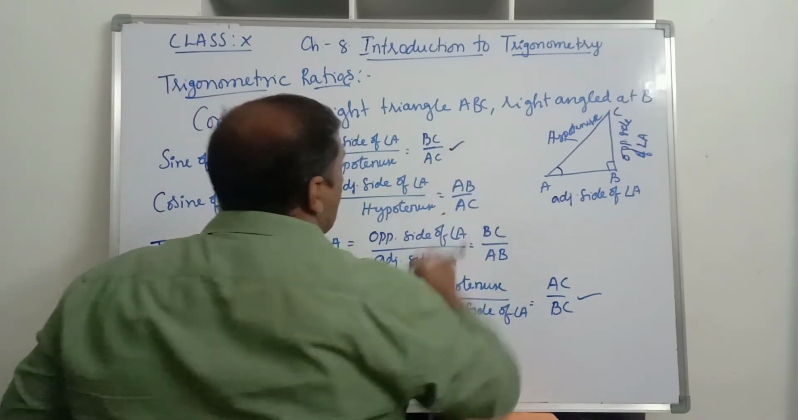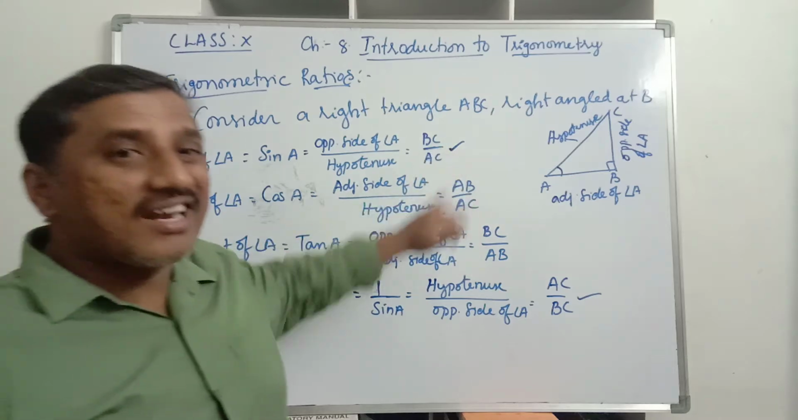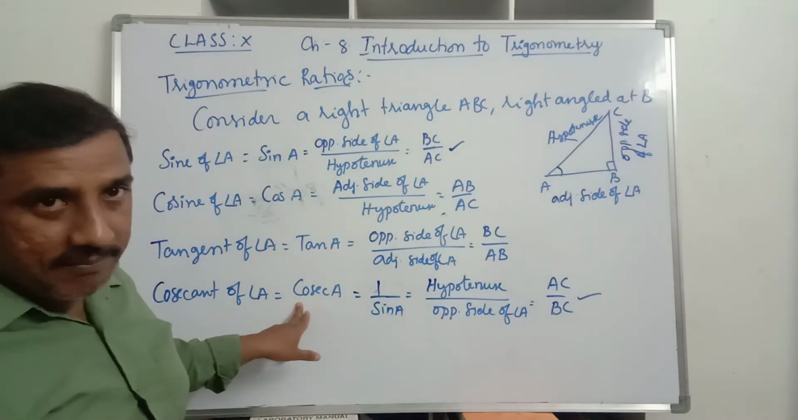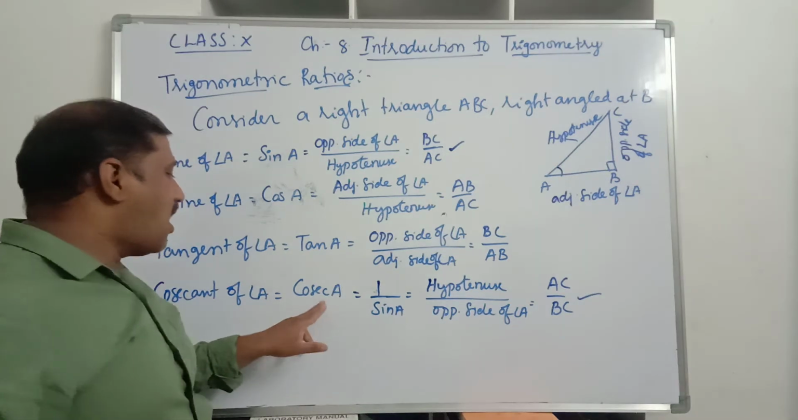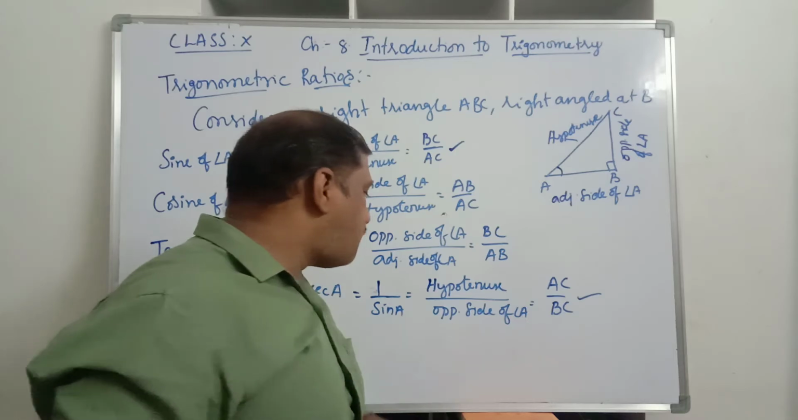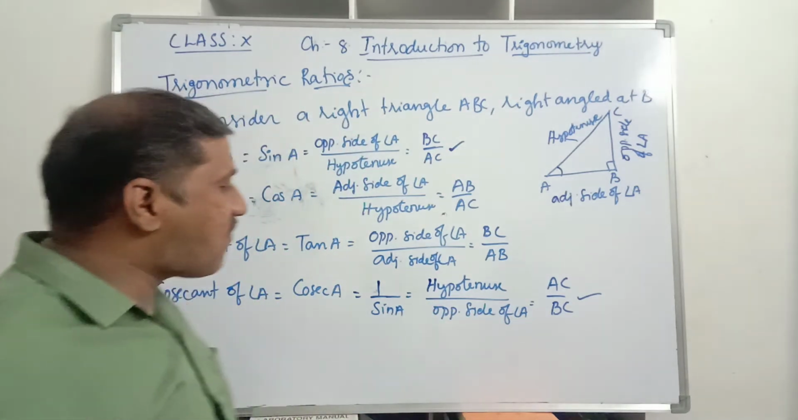You observe these two, both are the reciprocals. Therefore, cosecant, written in the short form as cosec A, is the reciprocal of sine A, which is equal to hypotenuse divided by opposite side of angle A.